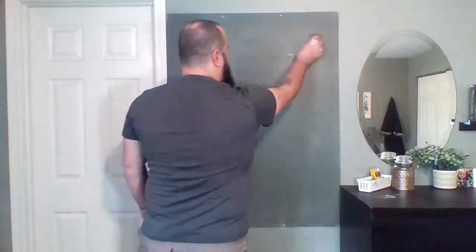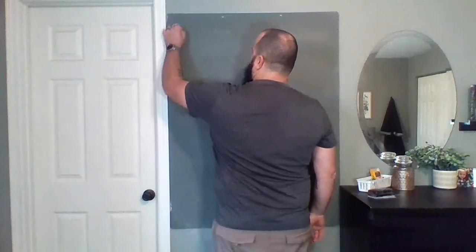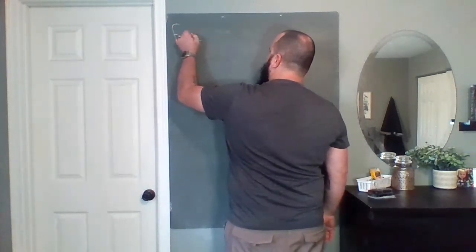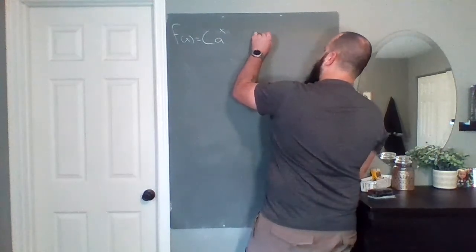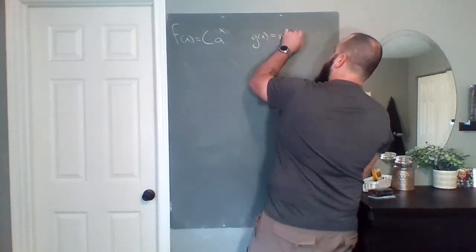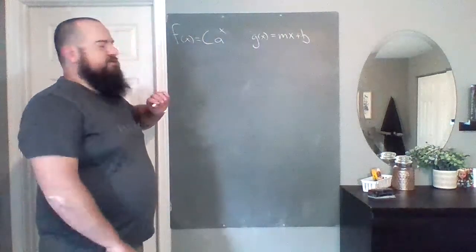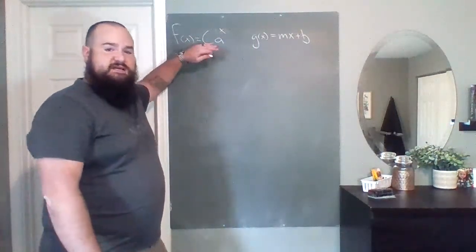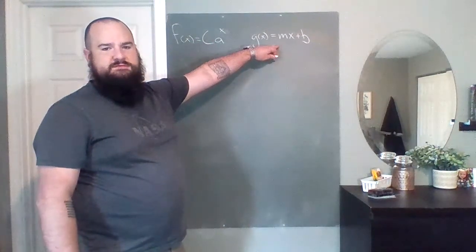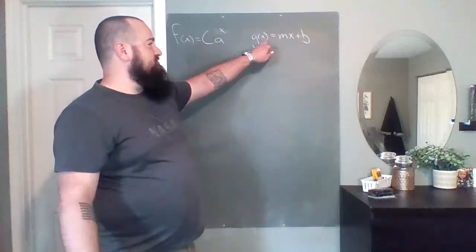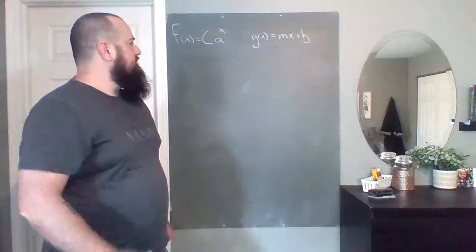Now let's talk a little about it. We've got two functions in here. F of x equals c times a to the x, that's our exponential. And what type of function is this? Absolutely, right? That is a linear function. G of x equals m times x plus b. A good old-fashioned slope-intercept form.